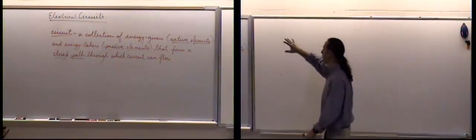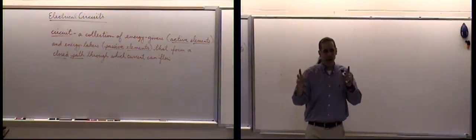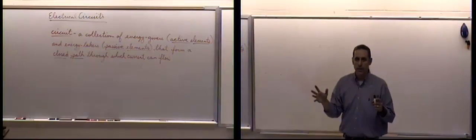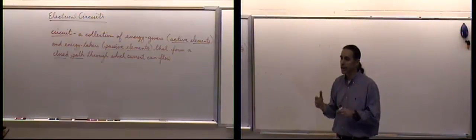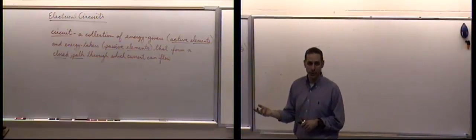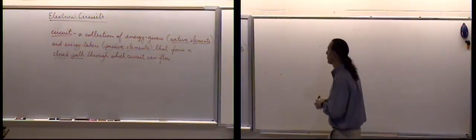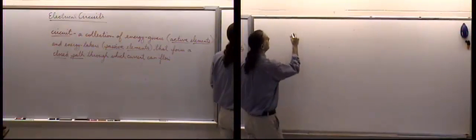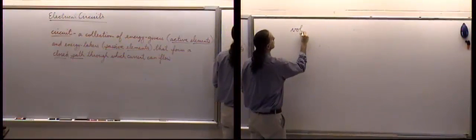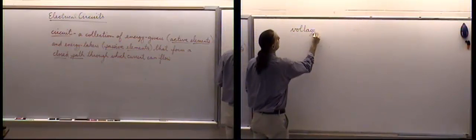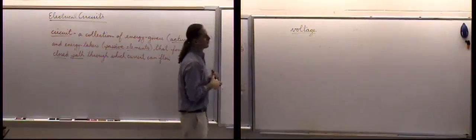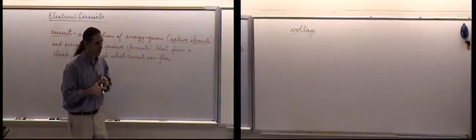Now, how these active elements and passive elements are combined can vary all over the place. So you can have really simple circuits, and you can have not so simple circuits. But they all kind of fall into this main definition. We're going to define today 3 key terms that will follow us throughout the unit. And the first one is the term voltage.